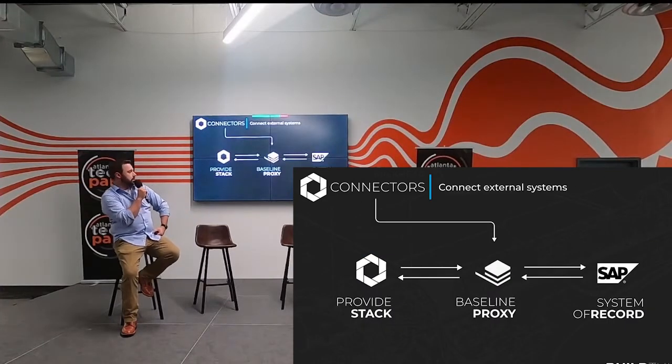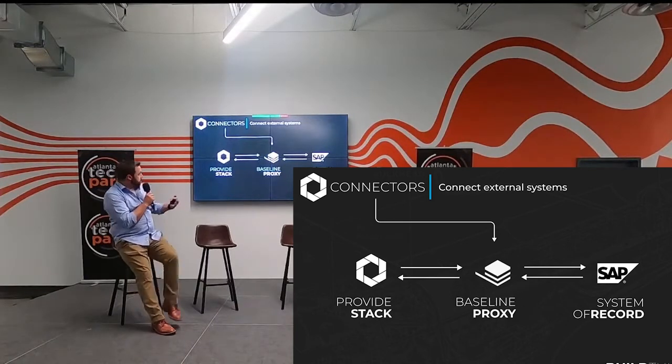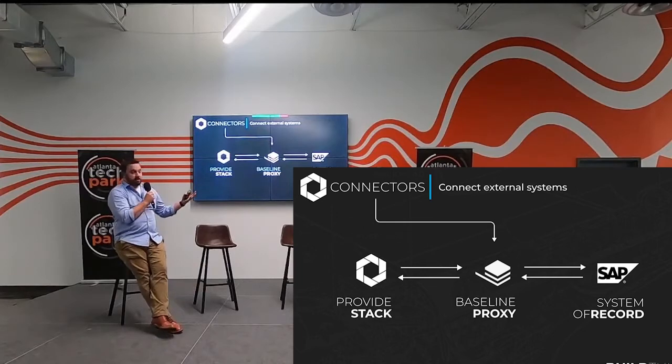And to go over some of the things that might be fun to build, and to help everybody understand what pieces are involved and where things fit, we're going to look at a couple of things that you could build. So here is an example of a connector. A connector just takes the Provide stack and connects it to some endpoint, something that you need to connect to. In this instance, we're looking at a system of record, SAP. And the Baseline proxy is actually a connector that we have built. It's in-house, it's not open source.